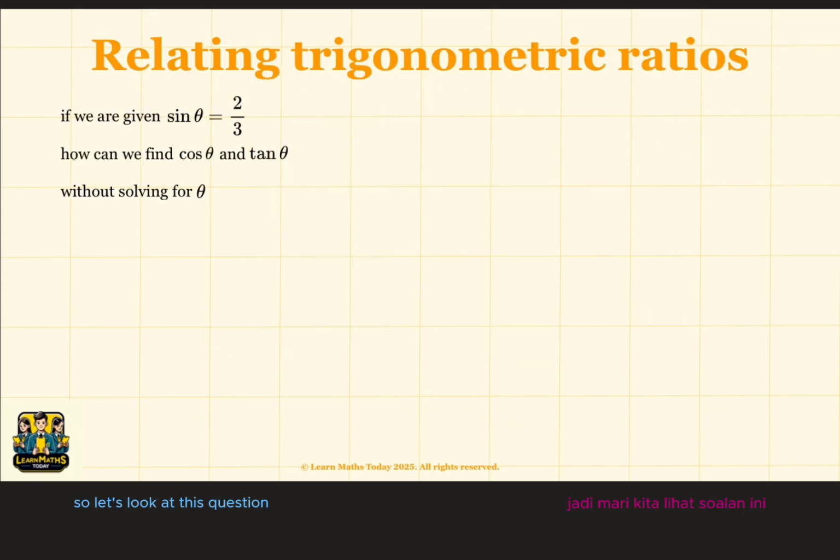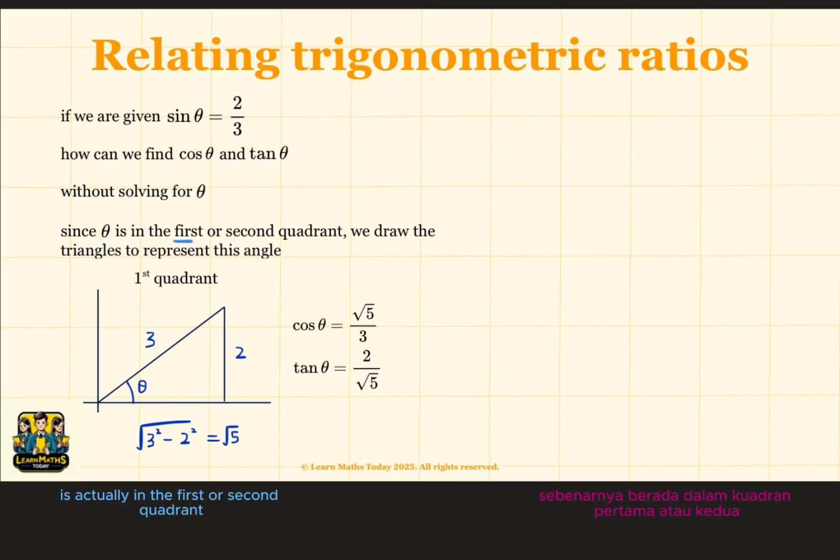So let's look at this question. If we are given that sine theta equals 2 over 3, how can we find cosine theta and tangent theta without solving for theta? Now take note, here 2 over 3 is greater than 0, so sine theta is greater than 0, right? Which means that theta is actually in the first or second quadrant, because sine is positive in the first and second quadrant. So we draw a triangle to represent this angle. And let's say it's in the first quadrant.